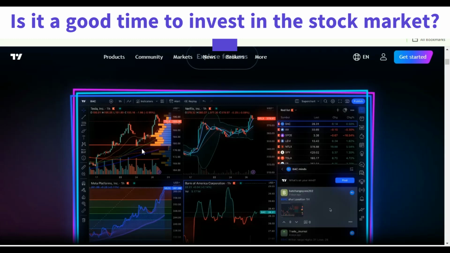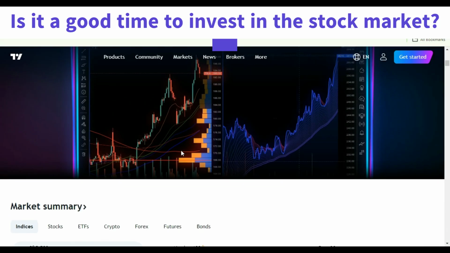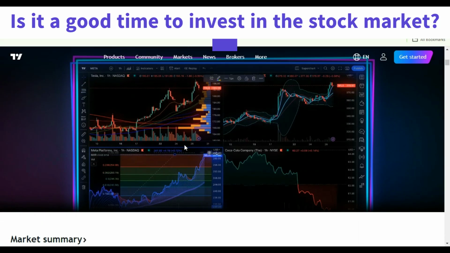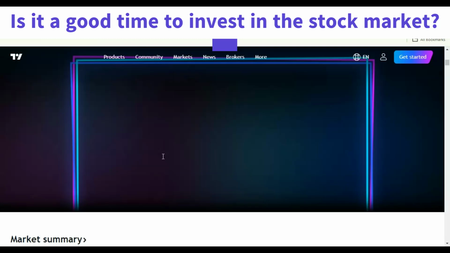Before you start studying charts, you have to know the basics. First, you have to select stocks. Traders research and analyze various stocks to identify potential opportunities. They look at factors such as company financials, industry trends, news, and market sentiment.